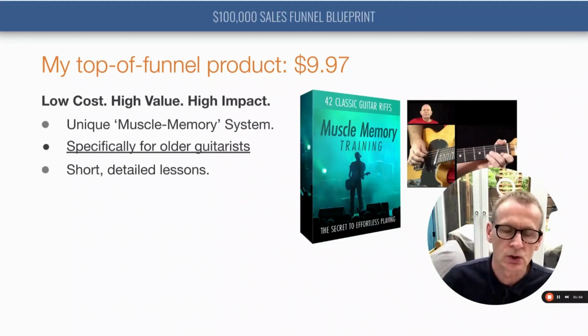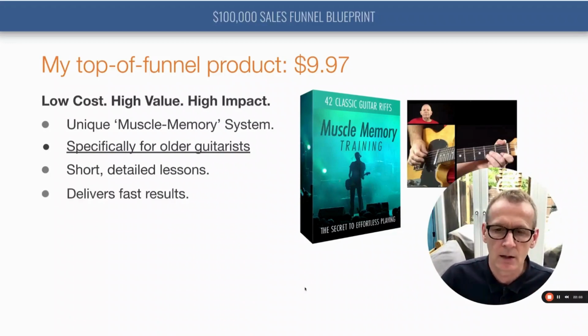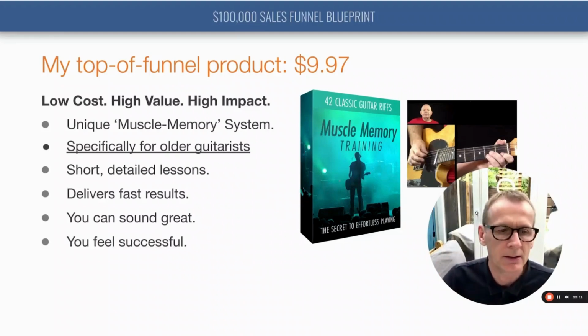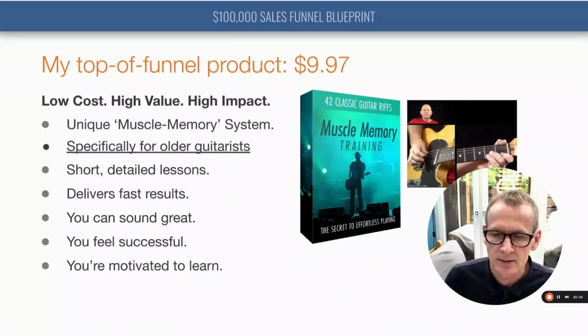These are short, detailed lessons. Again, make them easy to use, easy to consume, get people getting a sense of reward from it. That's the whole thing. It delivers results fast for people, helps them sound great, gives them a sense of satisfaction straight away, helps them feel successful in terms of what they're doing. So they're motivated to learn more.